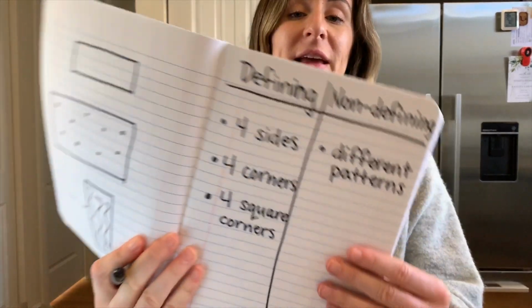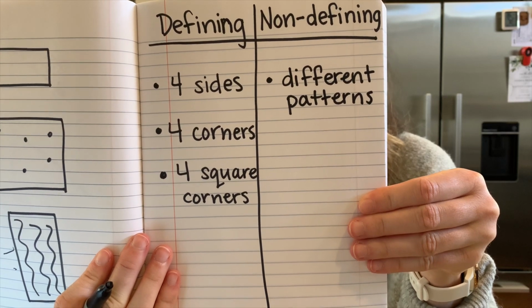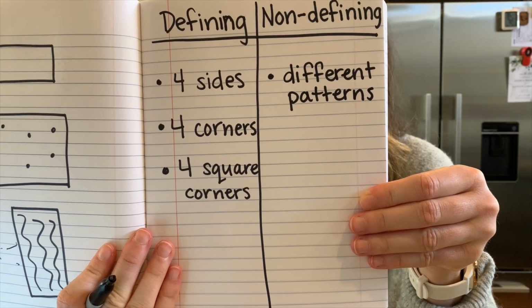So on my non-defining side, I can write different patterns. And again, you don't have to spell all of these words correctly. Try your best with the spelling. I just wrote 2 words, different patterns.